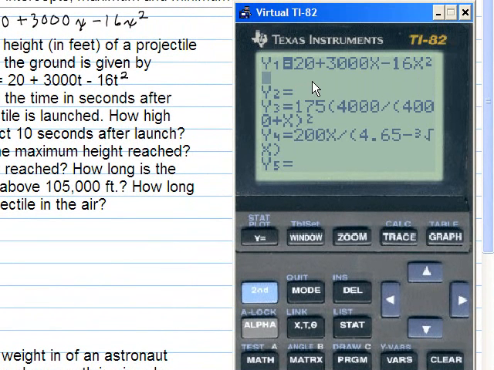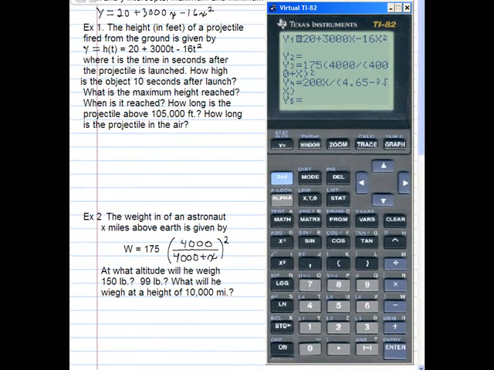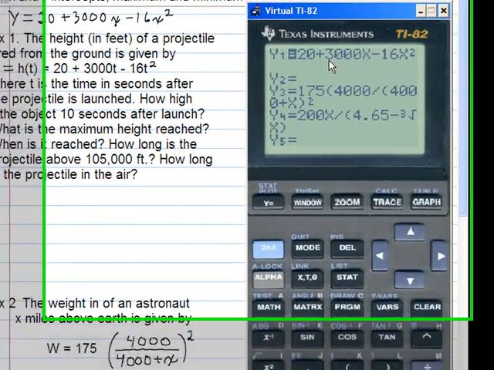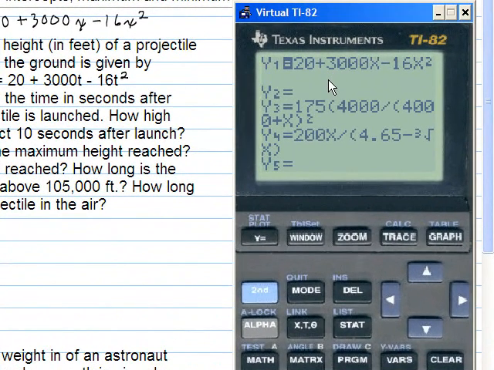Now the next thing to do is to set a window. At this point, we don't know how long this flight is, and we don't know how high it goes. So right now, we virtually have no way of telling how we should set our x and y windows. So what we're going to do is a little experiment. We've already loaded the function, so let's do a little test on a table of values. If a projectile is going to get over 100,000 feet, it's certainly going to be in the air for a minute or two, I would think.